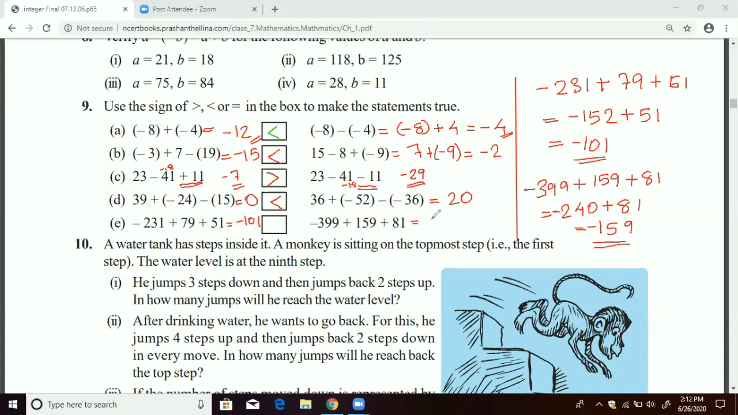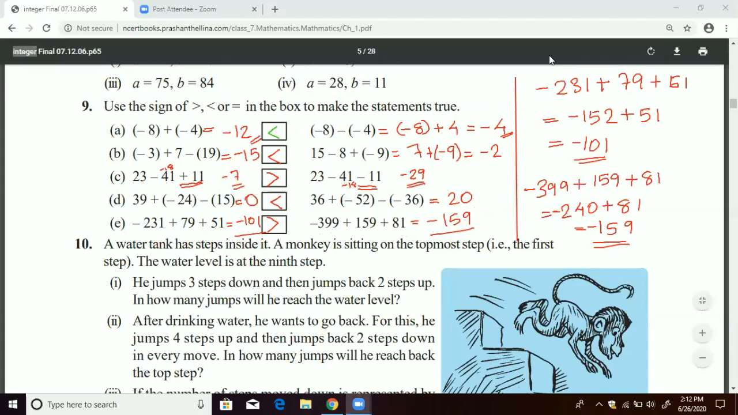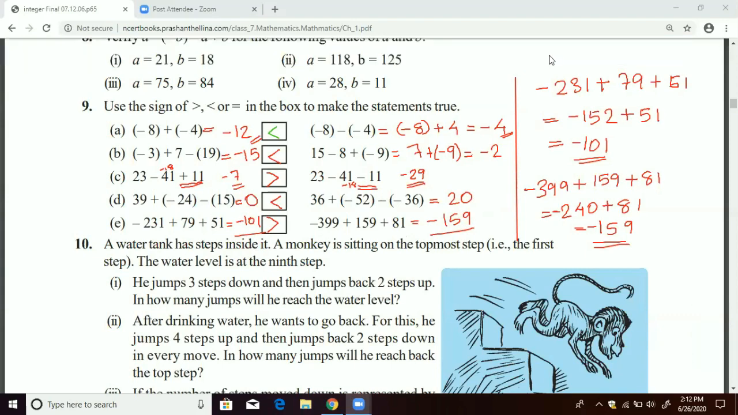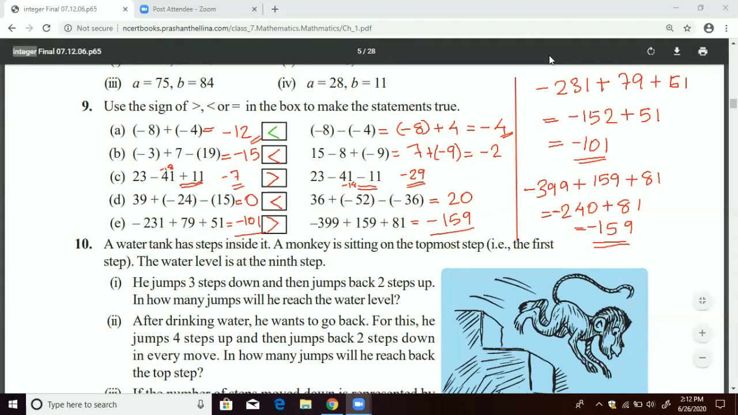So here the answer is negative 159. Which is the greater value, 159 or 101? In the positive case 159 is the greater value, so in the negative case 101 will be the greater value. Negative 101 will be greater and negative 159 will be smaller. So this is the case of negative numbers. Then we can now move to the 10th question.